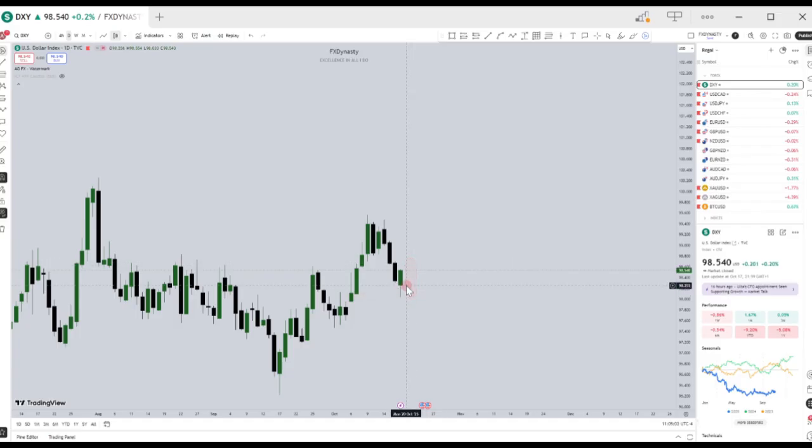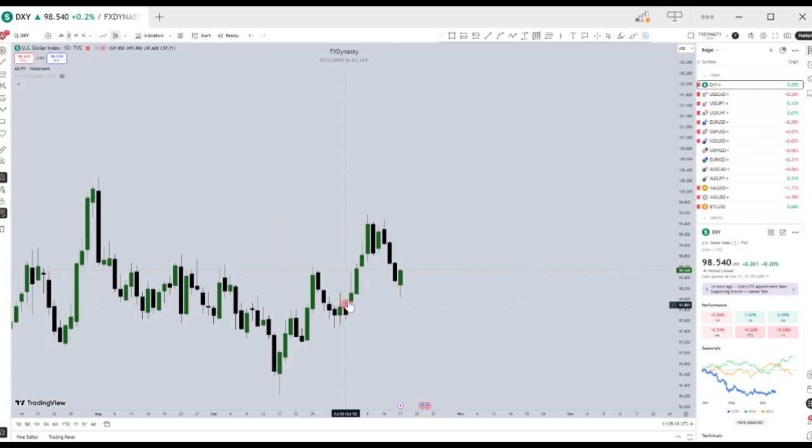So the thing is, are we going to continue pushing up, or are we going to use this fair value gap to drop lower? We cannot say. We just need to monitor price and see what price is going to do.